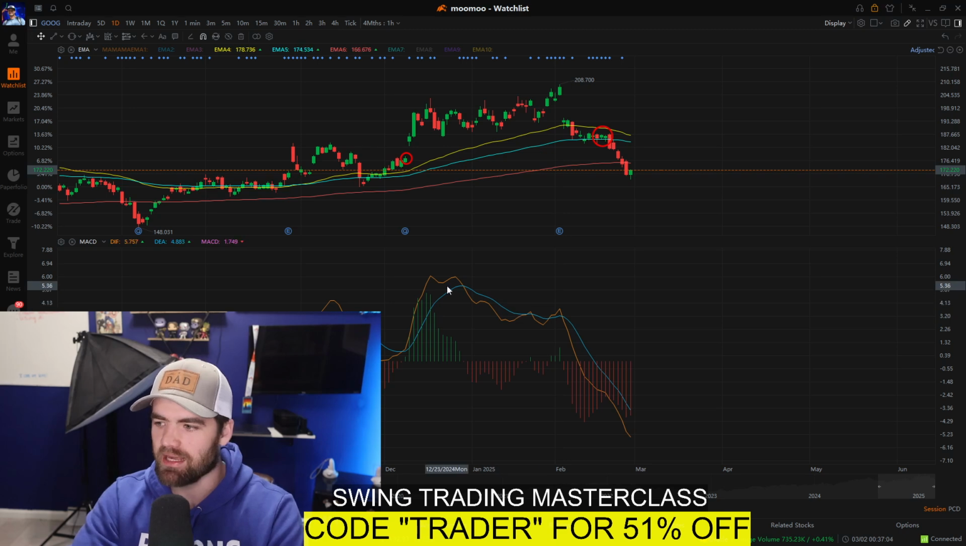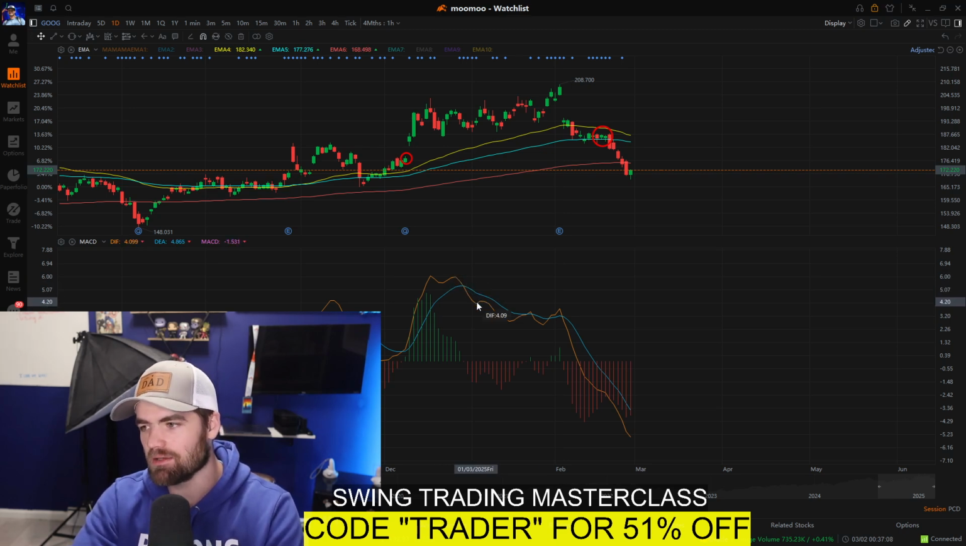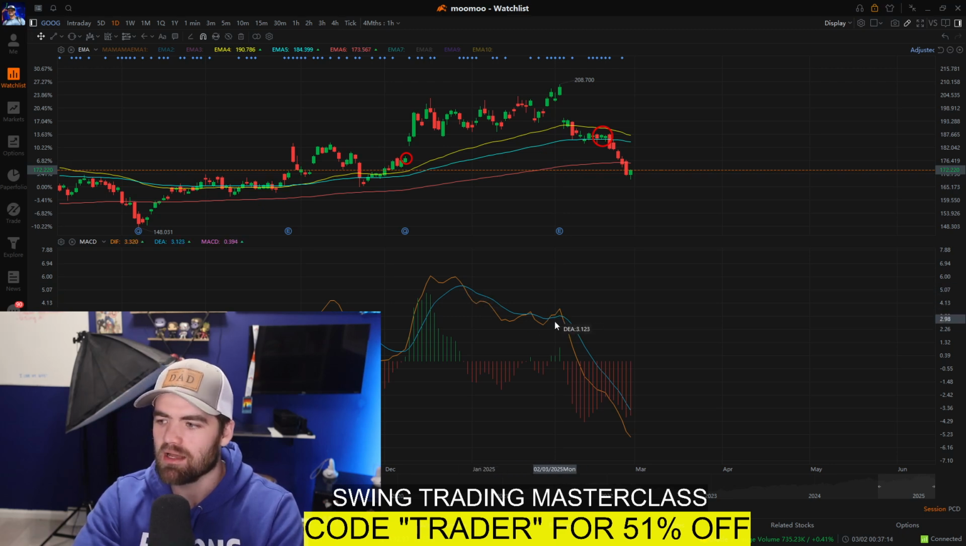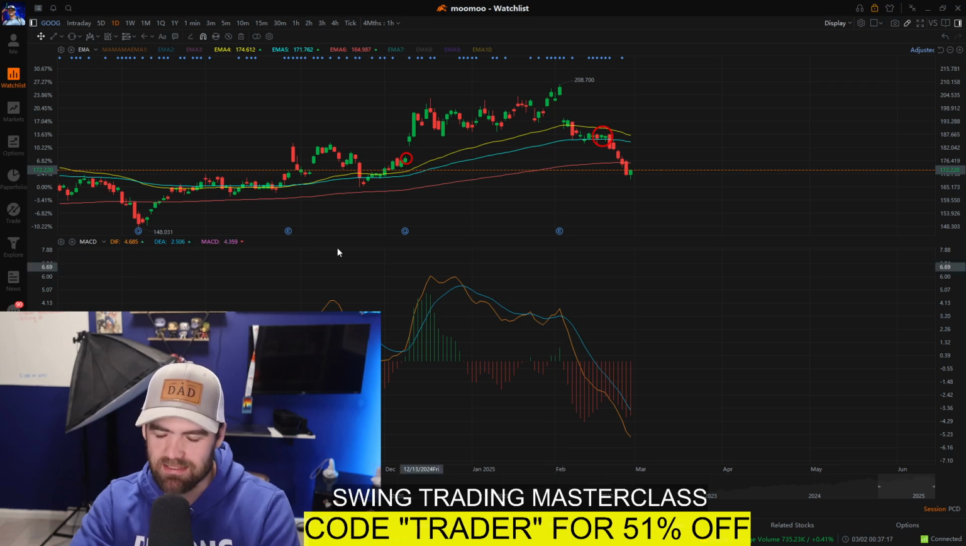Now, on the flip side, when that signal line breaks down through it, this could be used for a sell point. You guys can see in the past here, it's sold, popped down below it. Often traders use this for exits.